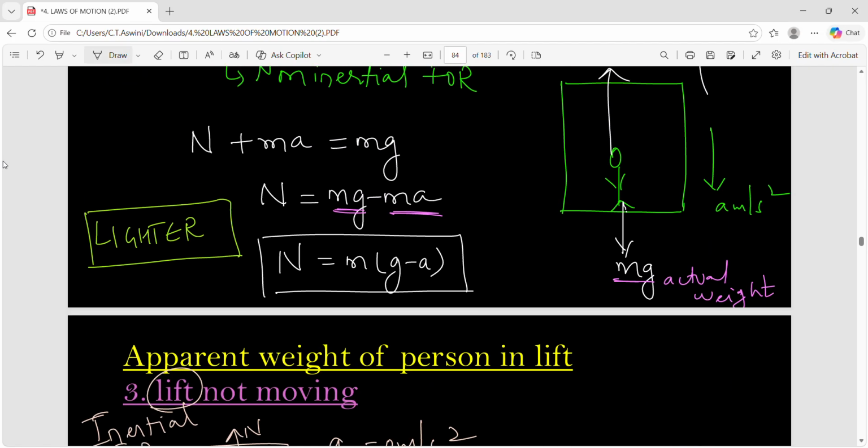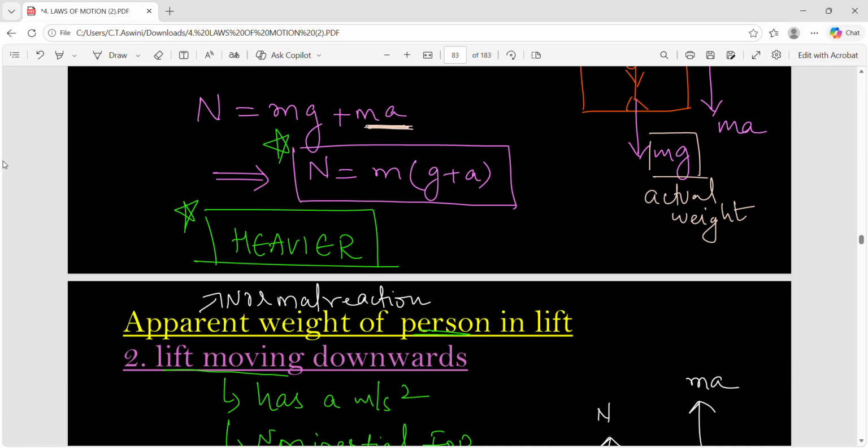And remember these formulas also, because we have some problems. We have some PYQs from your NEET exam based on this apparent weight. If you are clear with the formulas, we'll do the questions.